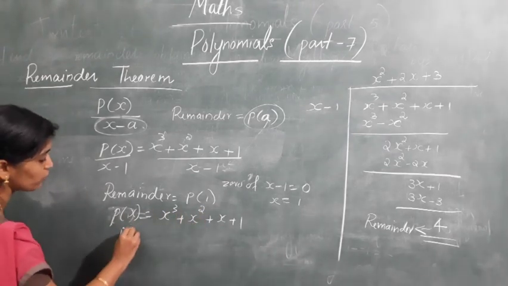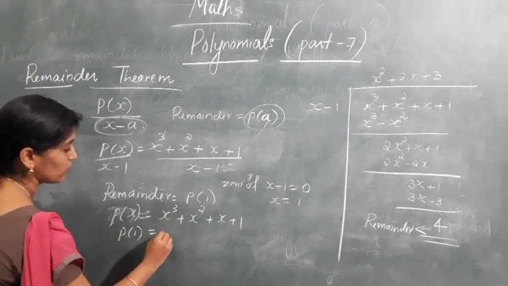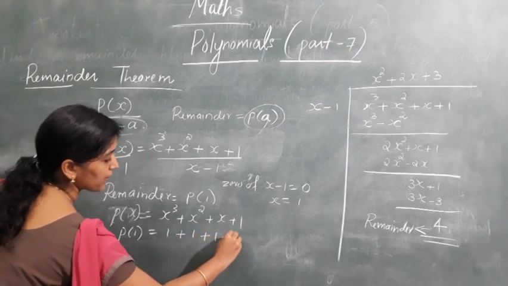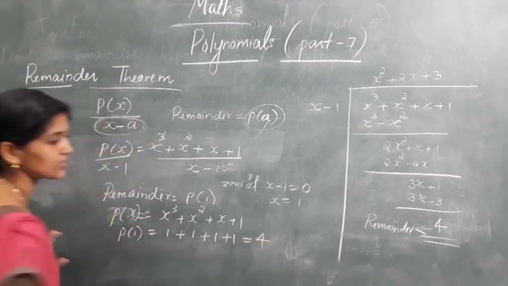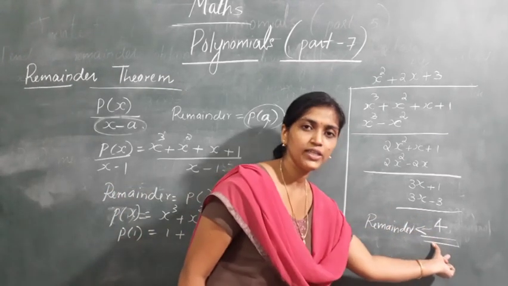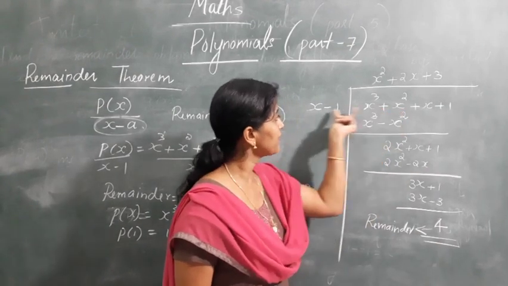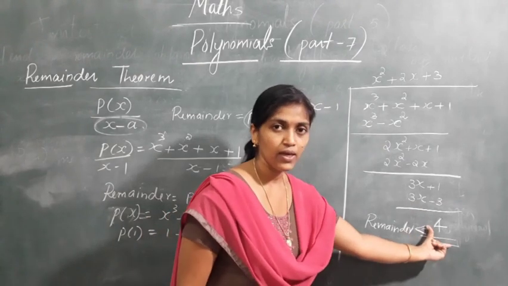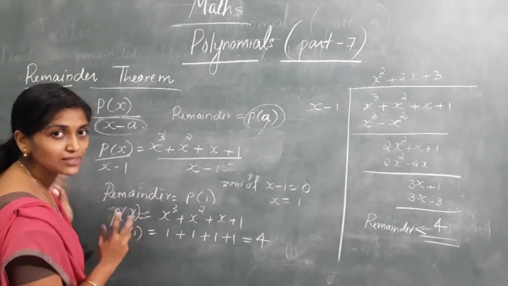Now what is P of 1? P of 1 is equal to 1 cube plus 1 plus 1 plus 1, which is equal to 4. Isn't it? What did we get as the remainder here? It is 4. That is, when we divide this polynomial by x minus 1, we got the remainder as 4. The same remainder you can get using the remainder theorem.